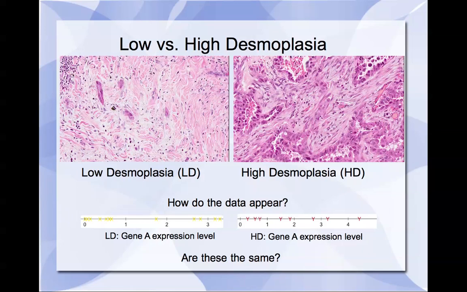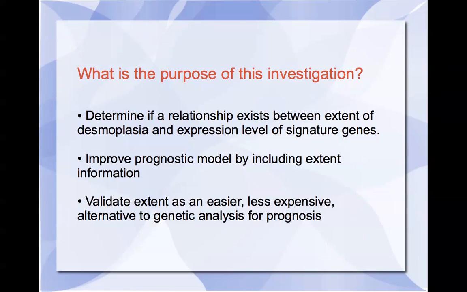Here's a visual of low versus high desmoplasia. This is what the pathologist, for example, would look at in these microscopy sections to make this determination. This is an example of how the data appear and the statistical question that it leads to. Suppose you have gene A; this would be the expression level for each of the patients in the study, and likewise for the high desmoplasia group. So the statistical question is, are these the same thing? Is there any statistical difference?